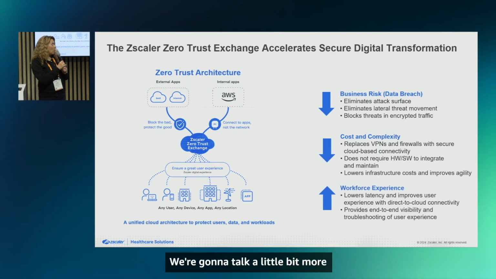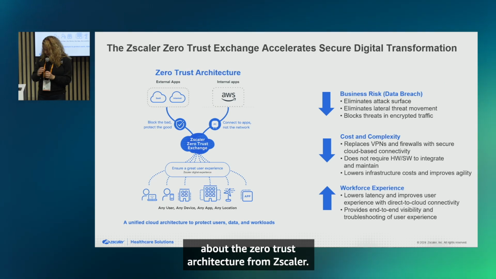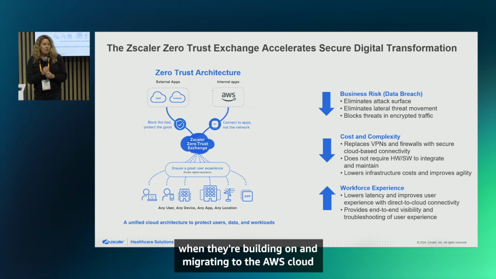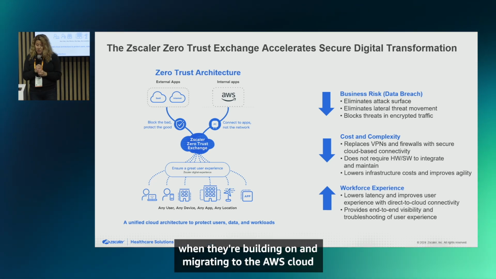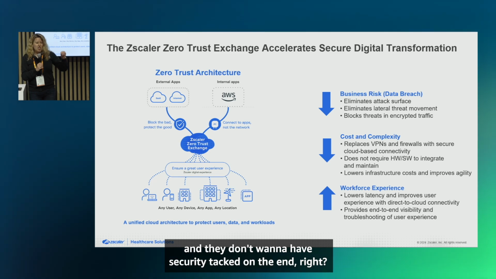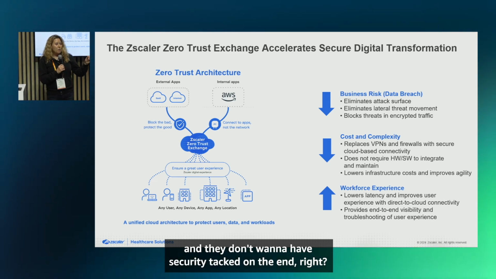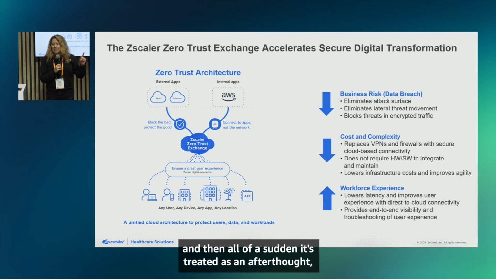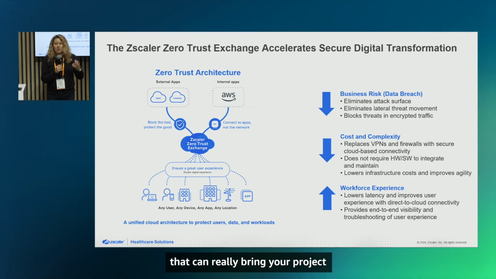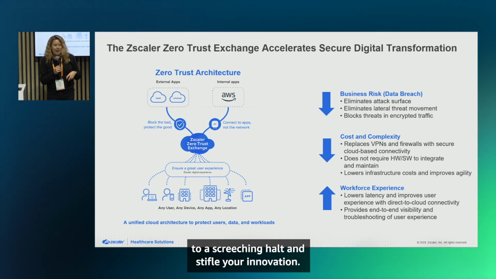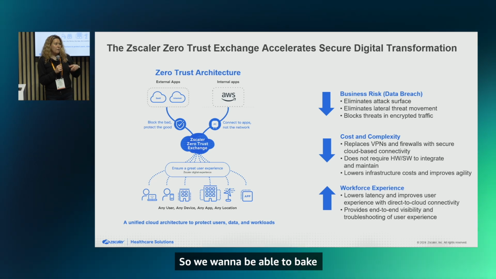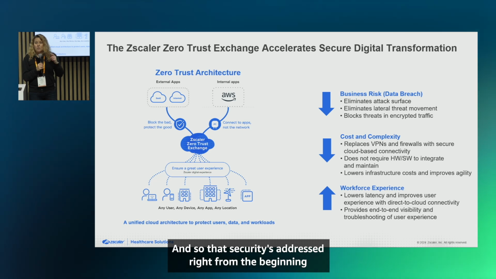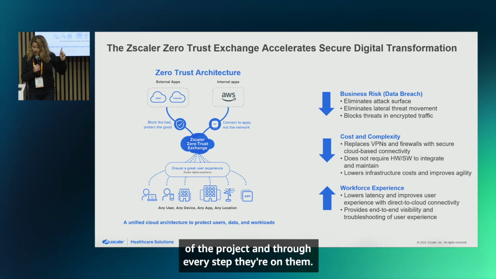We're going to talk a little bit more about the zero trust architecture from Zscaler. AWS knows that customers need confidence when they're building on and migrating to the AWS cloud, and they don't want to have security tacked on at the end. When you go through a project and you plan everything, and then all of a sudden security is treated as an afterthought, that can really bring your project to a screeching halt and stifle your innovation. So we want to bake that in right from the beginning, so that security is addressed right from the beginning of the project and through every step thereon.